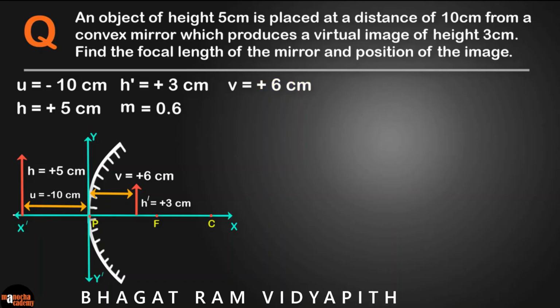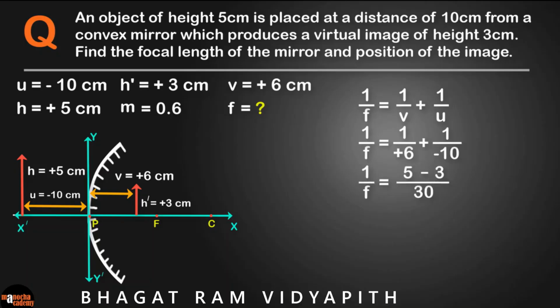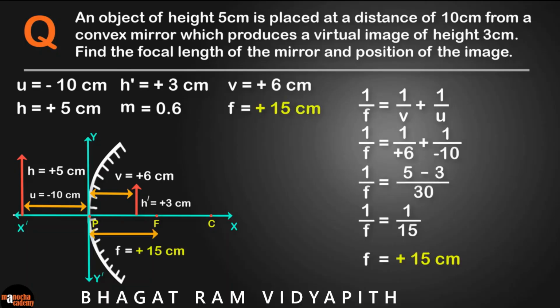We know the object distance and image distance. Now we can easily calculate the focal length using the mirror formula, 1 by f equal to 1 by v plus 1 by u. Substituting the values and solving, we get f equal to plus 15 centimeters. The focal length of a convex mirror is positive, since the focus lies behind the mirror on the positive x-axis.